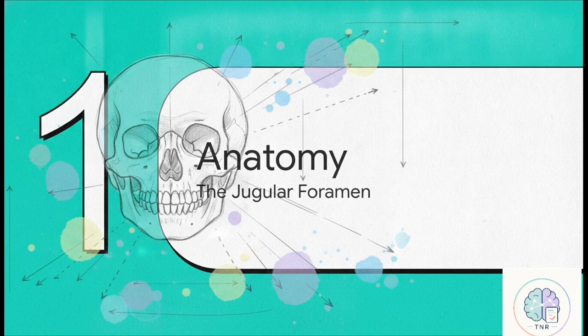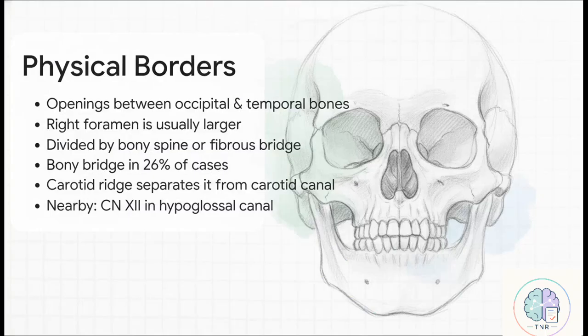Section 1, Anatomy of the Jugular Foramen. Think of this as mapping out the physical hallway of the skull before we actually meet the tenants living inside. So physically, the jugular foramen is one of a pair of openings tucked right between the lateral part of the occipital bone and the petrous part of the temporal bone. Now here's an interesting little quirk of human anatomy. The right jugular foramen is usually larger than the left.